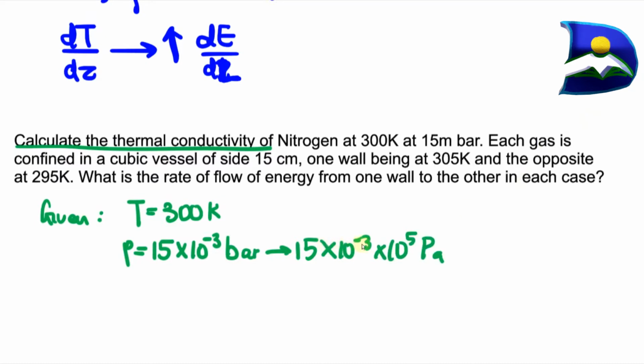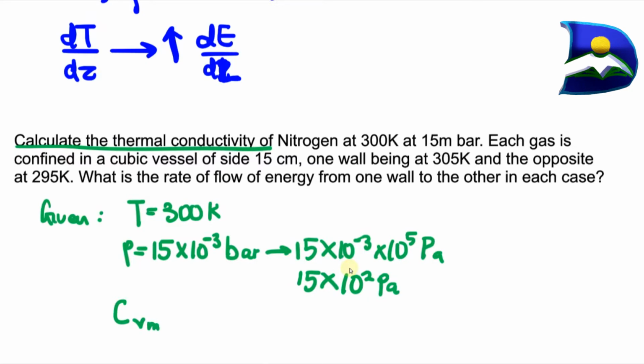Therefore, by evaluating the powers, we have a product. Converting the product, we keep the base and add the exponents. In this case, -3 plus 5 gives us +2. Therefore, our new pressure in pascals is 15 times 10 to the power of 2 pascals. Once you have this, the other one is the heat capacity of our specific molecule, which in this case is nitrogen gas.